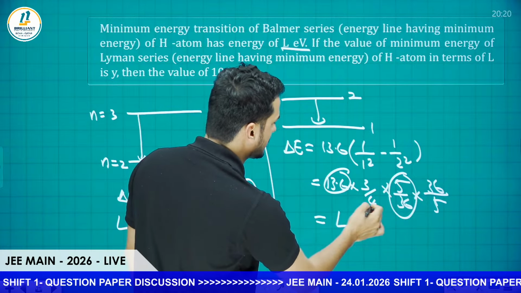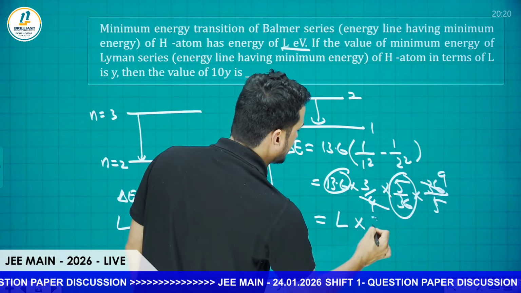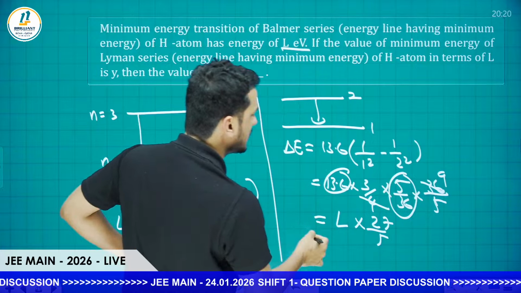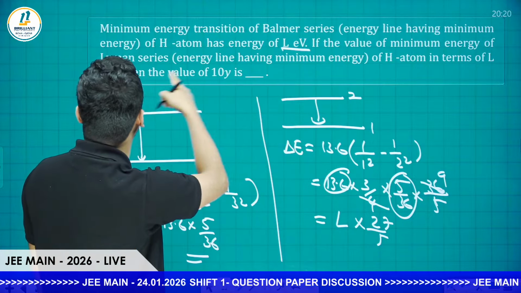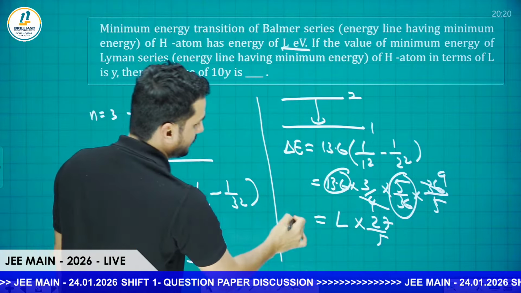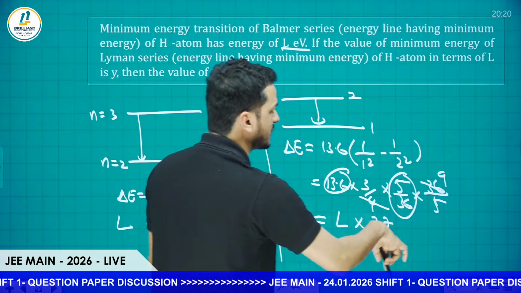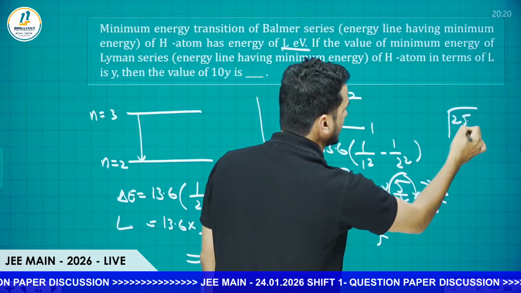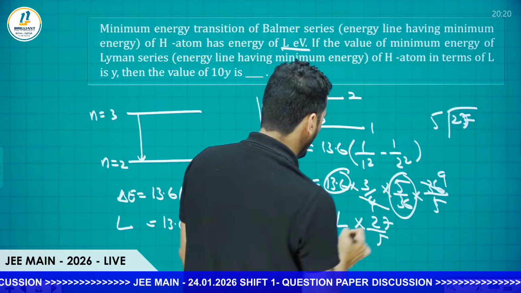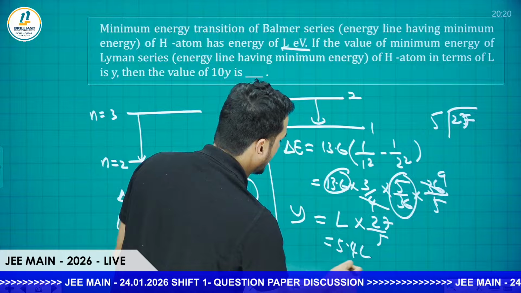So L into 3 into 36, this one I can cancel 9. So 27 by 5 will come. This is the value they have given us in terms of Y. So that's equal to 27 by 5 L. 27 by 5 means approximately 5.4 will come. Yeah, 5.4 L will come. Am I correct, sir? Yeah.